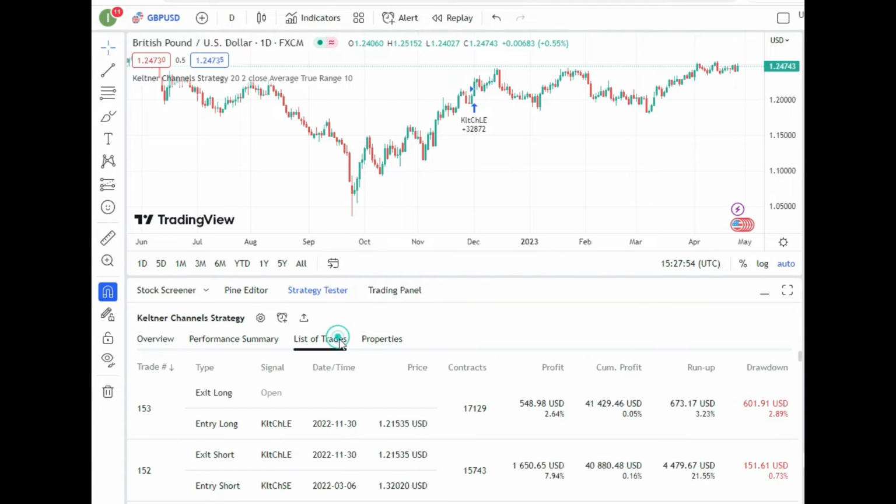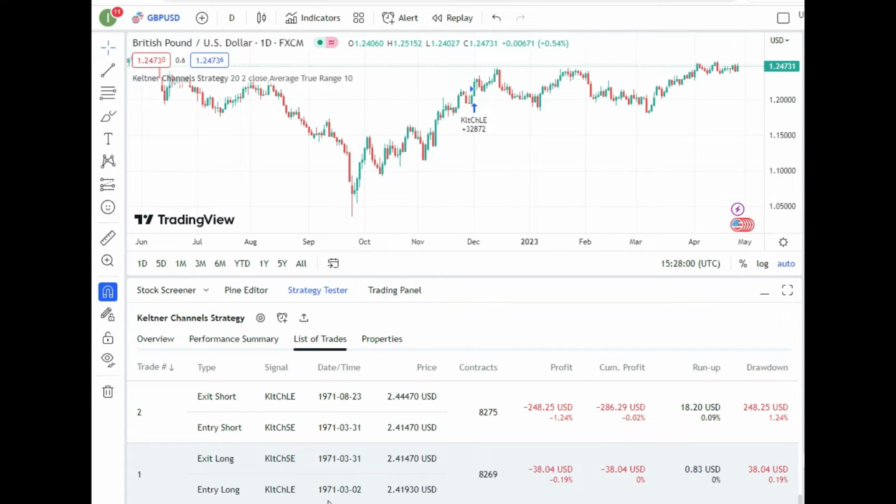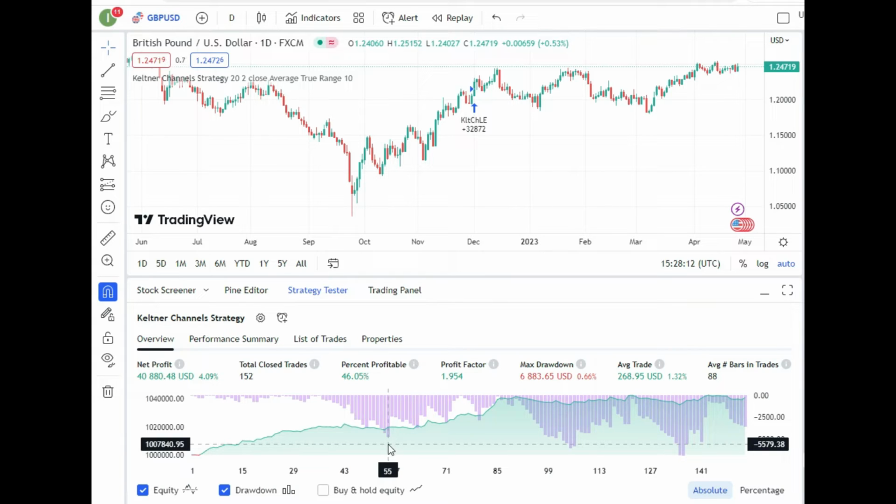Just to show you one thing, the list of trades goes from 1971. So we are talking about more than a 50-year time span, and we have a profitable strategy. When you want to evaluate a strategy, the winning ratio is not important. Why? Because I can have a 20% winning ratio, and if my risk reward is 1 to 5, I will be rich. So the most important thing is to be profitable, to have the profit factor.